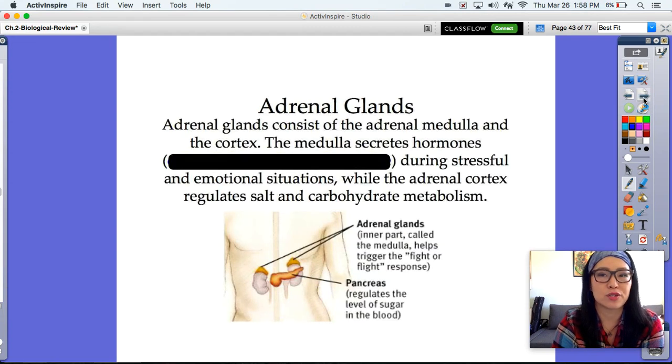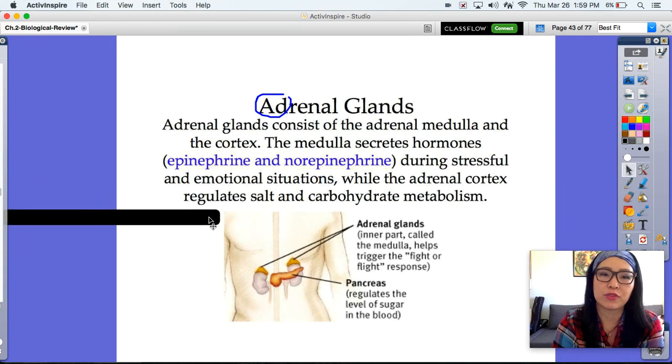Okay, and adrenal glands, it's super important. Anytime you see adrenal glands, you want to think of adrenaline, which is attached to which neurotransmitter? It is going to be epinephrine and norepinephrine because, again, norepinephrine is all of your A words. It's arousal, it's attention, it's adrenaline, which again is secreted by the adrenal glands.